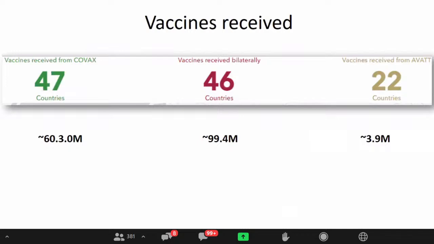So for COVAX, vaccines have been received through COVAX in 47 countries, and that's about 60.3 million. And then for bilateral, 46 countries, and that's almost 100 million. And AVAT, which is majorly J&J, the single dose J&J, is at 3.9 million.